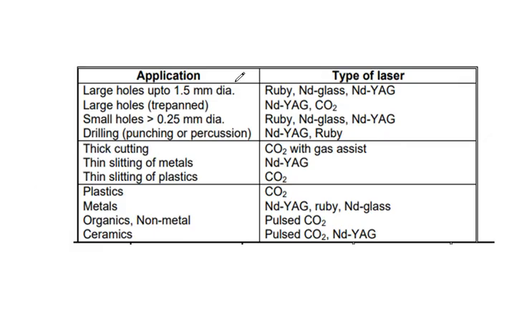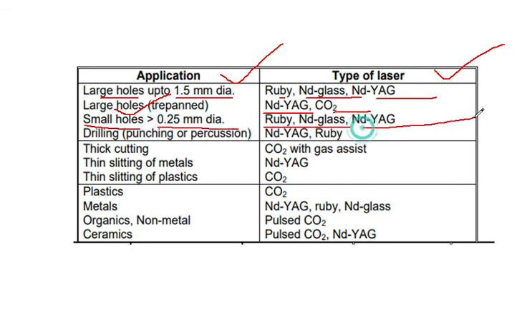So now you can see what the applications are and which type of laser you are going to prefer. If you want to drill a large hole up to 1.5 mm diameter, then you have to use the Ruby laser, Nd glass or Nd YAG. For a large hole, that is trepanning, you go with Nd YAG and CO2. If you want to make a small hole, less than 0.25 mm diameter, then you go for Ruby, Nd glass and Nd YAG. For drilling, punching or percussion, you go with Nd YAG and Ruby.